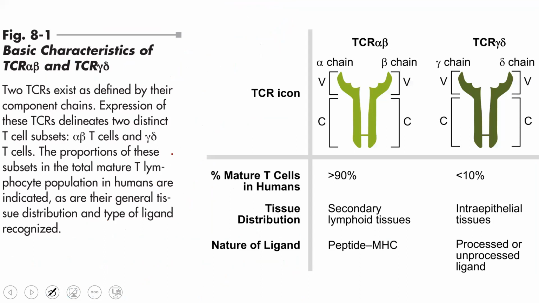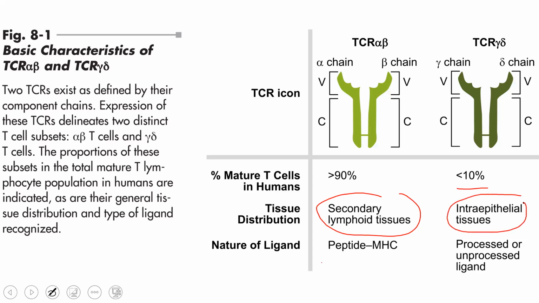This is a very simplified diagram showing you the basic characteristics of an alpha beta and a gamma delta chain. TCR alpha beta is found in more than 90% of T lymphocytes. TCR gamma delta is found in only 10% of the T lymphocytes. The lymphocytes in which TCR alpha beta is found are distributed in the secondary lymphoid tissue. The cells where the gamma delta chain is found are in the intraepithelial tissues.